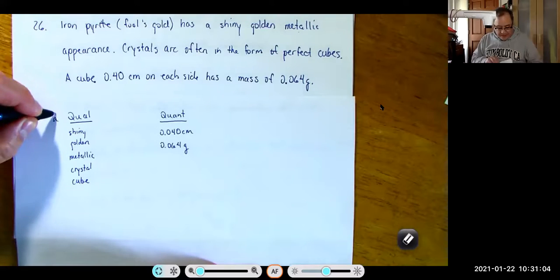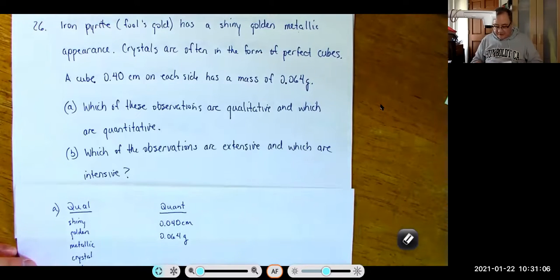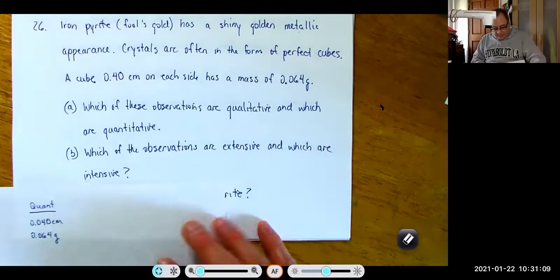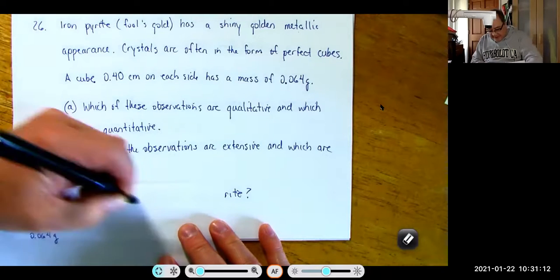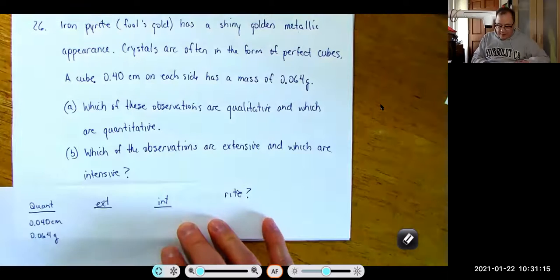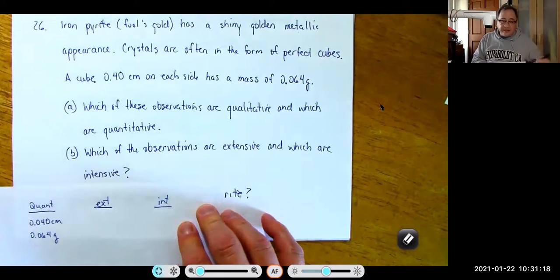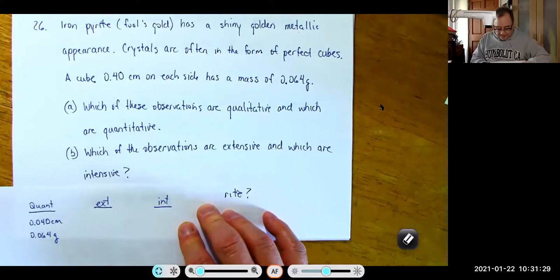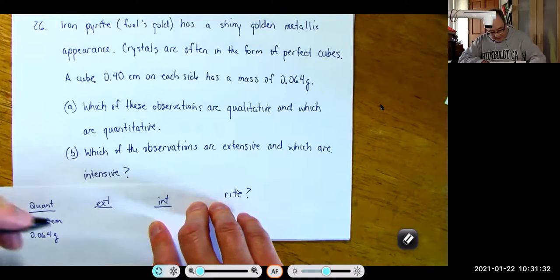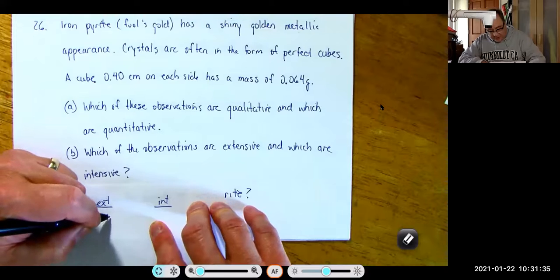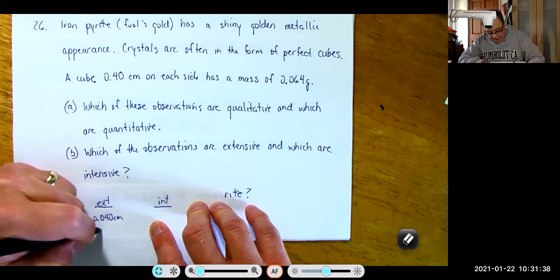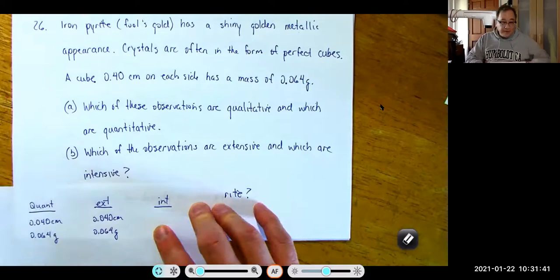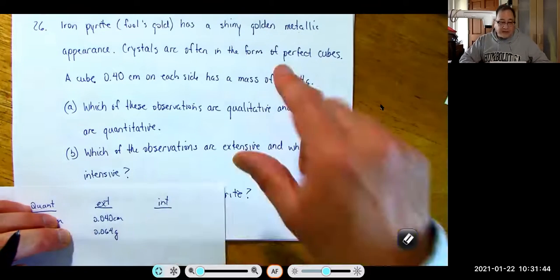Nope. How about B? Which of the observations are extensive and which are intensive? So I'm going to abbreviate these as extensive and intensive. The way I remember the difference between these two is extensive depends on the extent of what amount of material you have. Intensive is an inside quality. So what are the extensive things? 0.040 centimeters and 0.064 grams. Those are extensive because they both depend on how much you have.